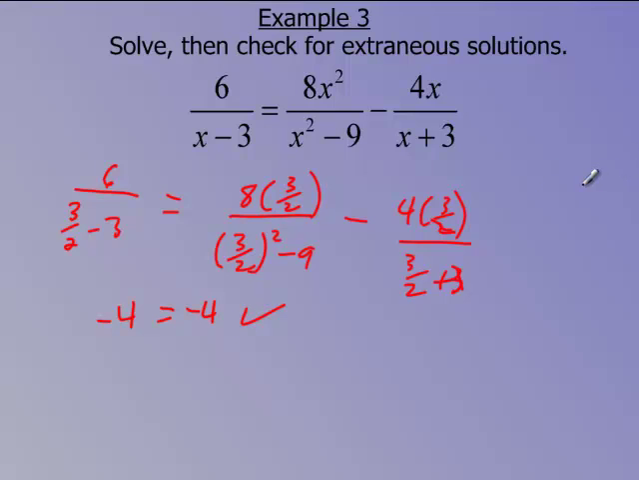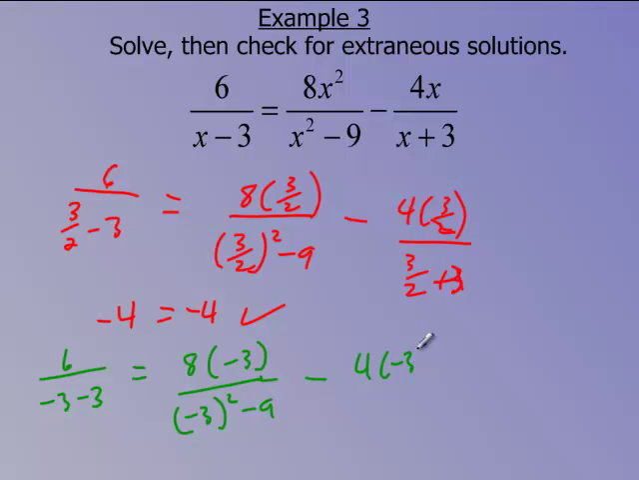But now let's try the negative 3. With the negative 3, I'm going to have 6 over negative 3 minus 3 equals 8 times negative 3 over negative 3 squared. See, the squared's on the outside. Negative 3 is in parentheses since we're substituting it into there. So that would be the correct way of doing that. Minus 4 times negative 3, and then negative 3 plus 3, like so.